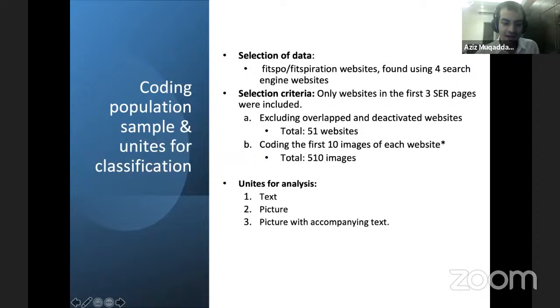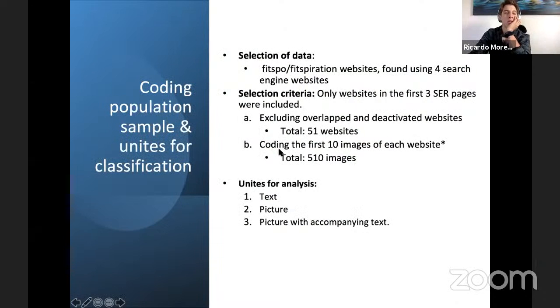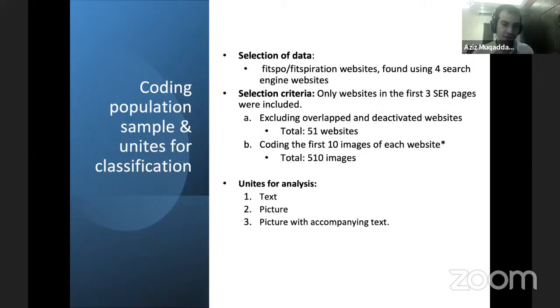So here's how they did it. This is about the population of units, the selection of data. Basically they looked into Fitspiration on 3 search engine websites. They used Google, Yahoo, and Bing, and they searched Fitspo or Fitspiration, so both.